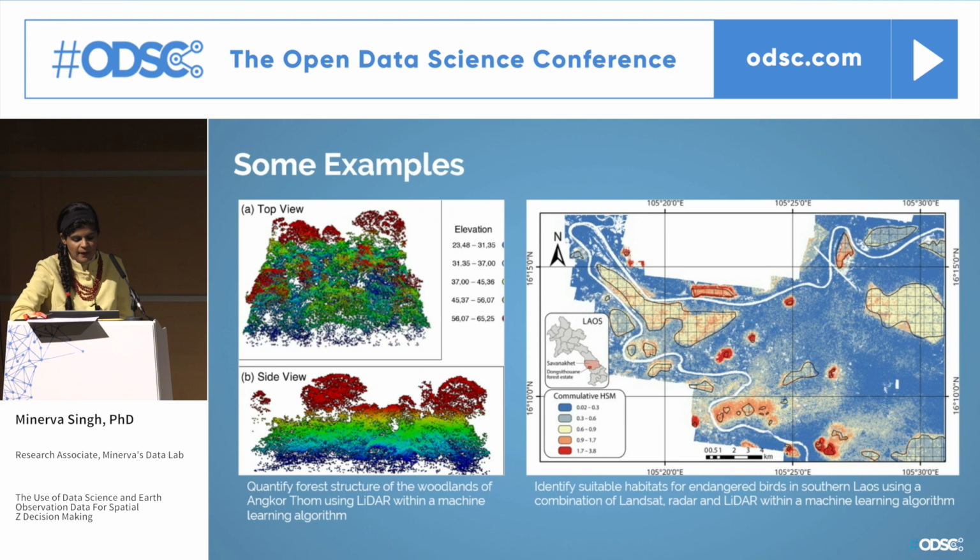On the left-hand side, we have the 3D structure of a woodland in Cambodia. This 3D structure was obtained using LiDAR data. Once we had an estimate of the 3D structure of the forests, we fed it into a machine learning algorithm to obtain forest carbon estimates. And on the right-hand side, we used multiple Earth observation data streams, data from optical sources, LiDAR, radar, to build a map of suitable habitats for endangered birds. Darker areas represent suitable habitats for birds.